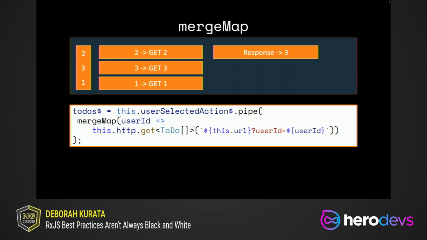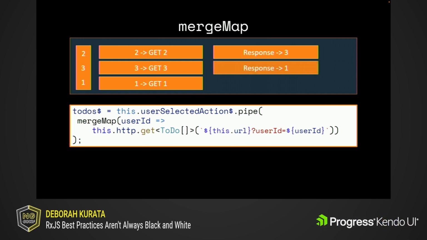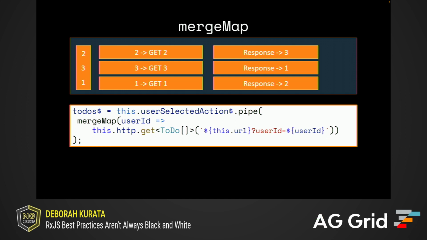3 comes back first because that person happened to have fewer tasks. Then 1 comes back. Then 2 comes back. So I'm looking at the screen and I picked the first user and the data I have is for the second user. So that's not a good choice either in this particular case.